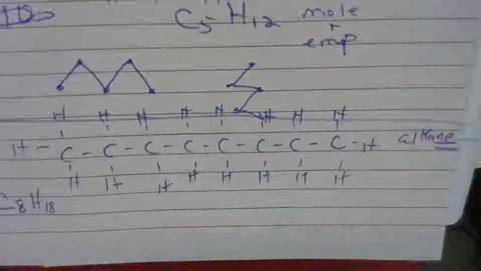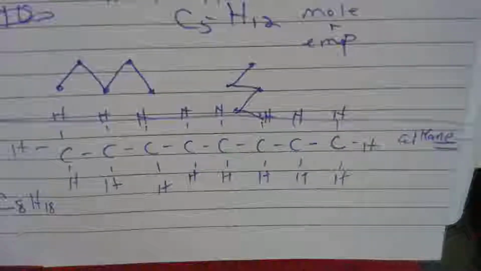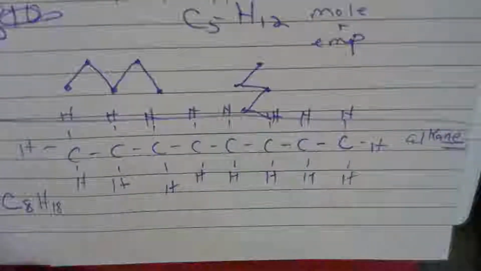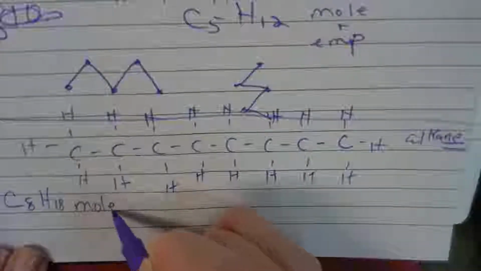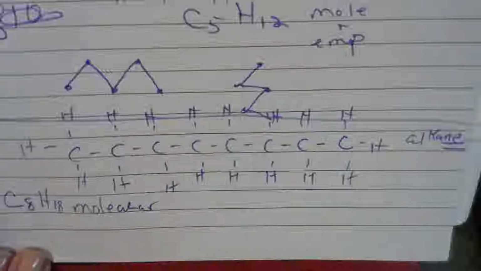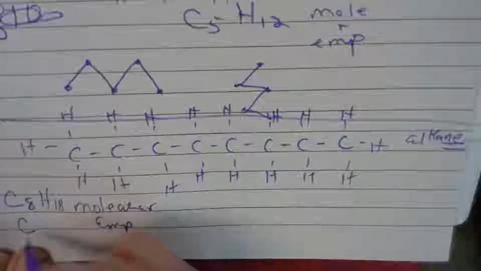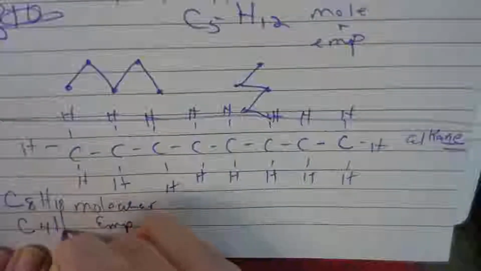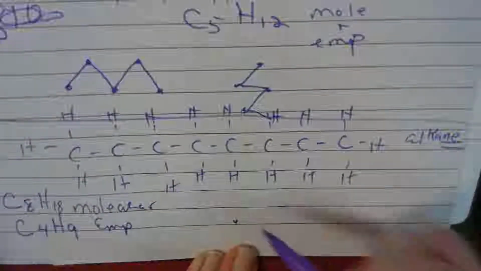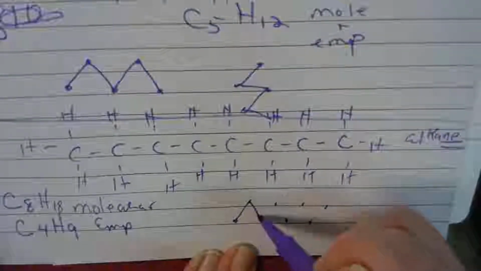Okay. And line structure. Oh, so this is your molecular formula, C8H18. Your empirical formula is C4H9. For the line structure, you've just got 8 carbons, 1, 2, 3, 4, 5, 6, 7, 8.